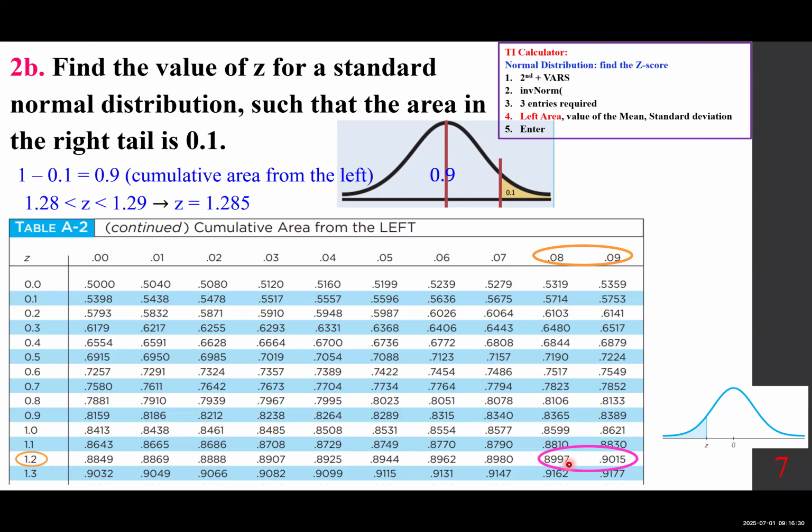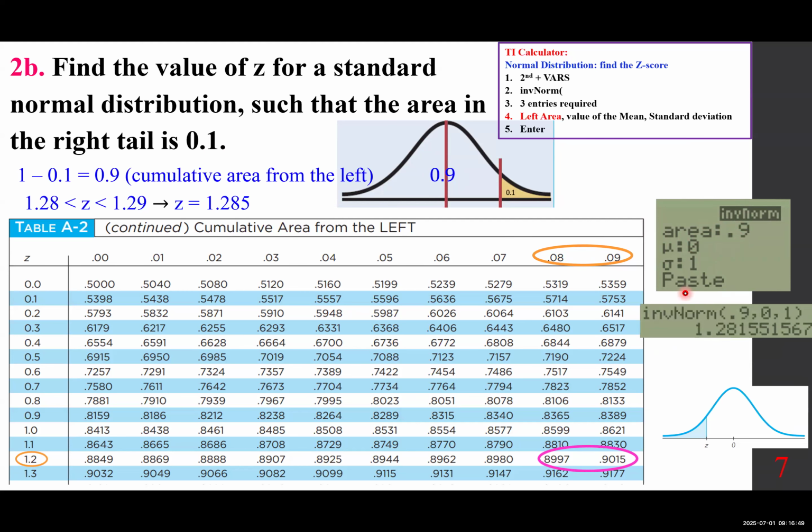Now, if you use the TI, you would say inverse norm, area to the left. So be careful to answer this. Area to the left is 0.9, mu 0, sigma is 1. So that's what you put in. And you enter that, you get the number that you are looking for.